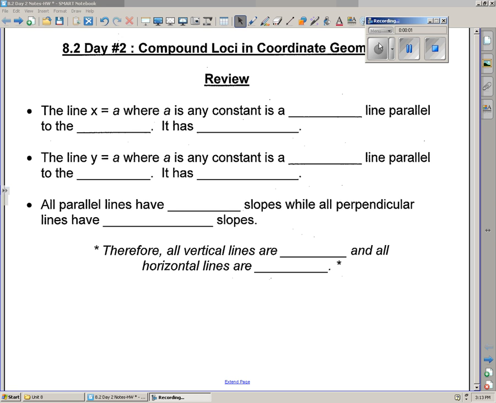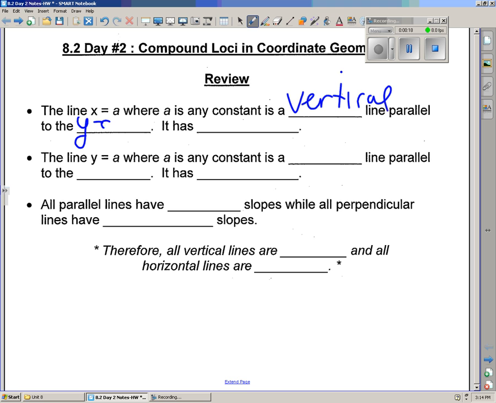So for today we're going to talk about compound loci in coordinate geometry. So we're going to review some algebra real fast. If you have a line x equals a, where a is a constant, like x equals 5, x equals -5, that type of line is going to be a vertical line. And vertical lines are always parallel to the y-axis. And if you've got a vertical line, it has no slope. No slope is the same thing as undefined.